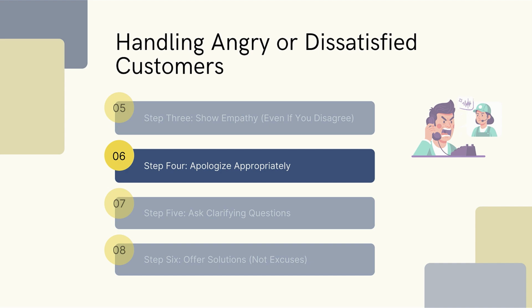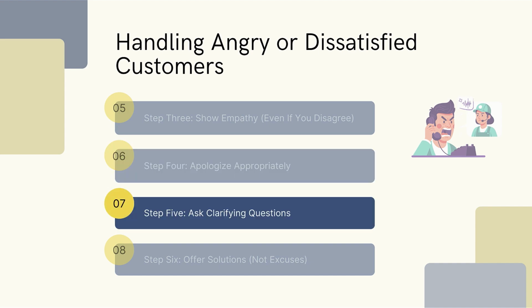Apologize appropriately. Many professionals fear apologizing because they think it means admitting legal or personal fault. That's not always true. You can apologize for the inconvenience, the experience, the frustration. Safe and professional apology examples: I'm sorry for the inconvenience this has caused. I apologize that your experience didn't meet your expectations. I'm sorry you had to go through this. These apologies acknowledge impact, not blame.